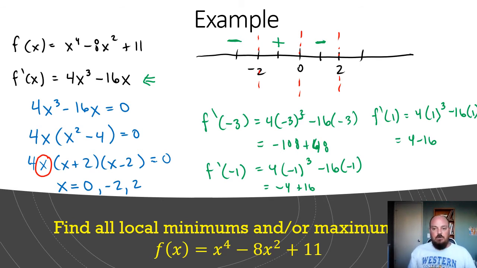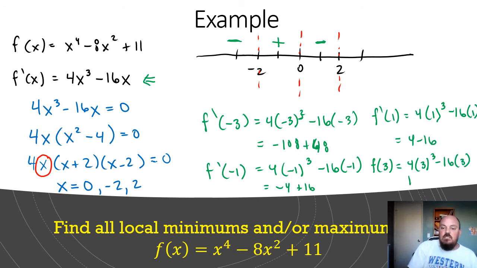And then for my last interval, again, you can pick anything bigger than 2. You can pick 3 or 10 or 1,000,000, doesn't really matter. I'll go ahead and stick with 3. So that would be 4 times 3 cubed minus 16 times 3. And that one's going to be 128, or 108, sorry, minus 48. It's the opposite of the negative 3, but it's definitely a positive number there. All right, so we got our plus minuses. I'm actually going to erase that word because I'm going to need a little bit more space here.